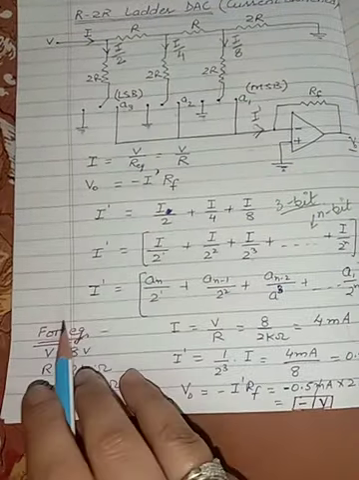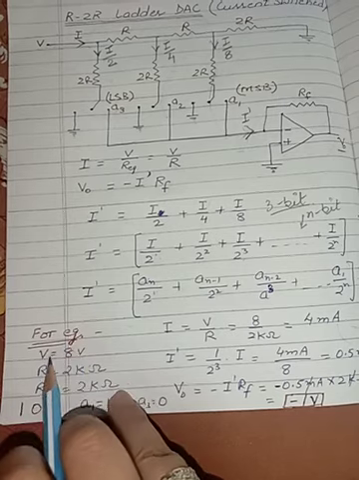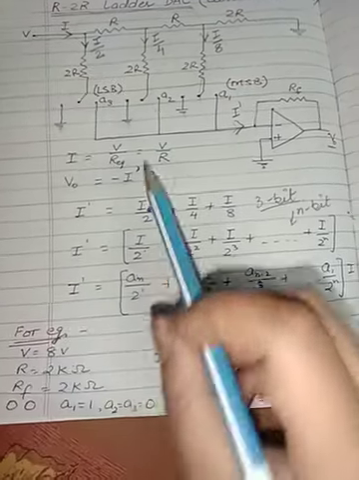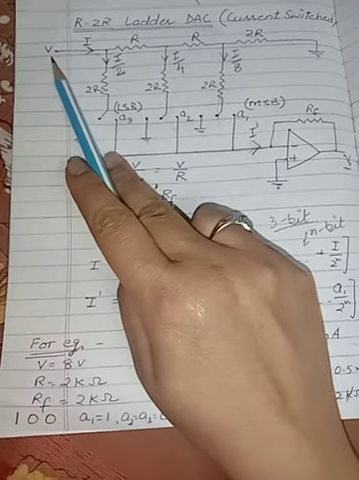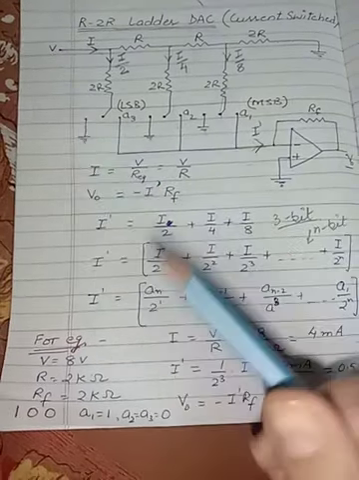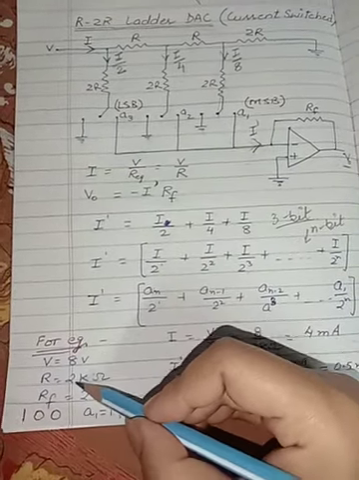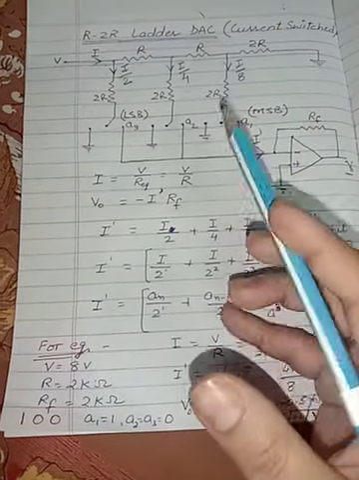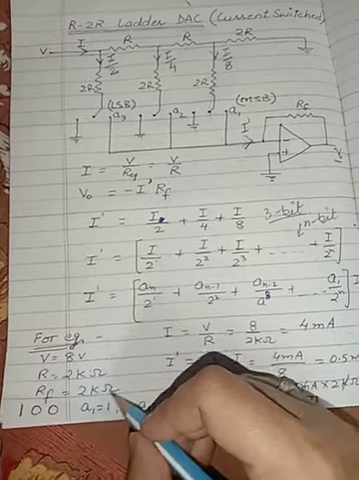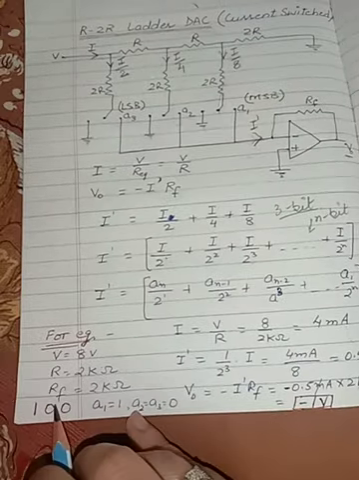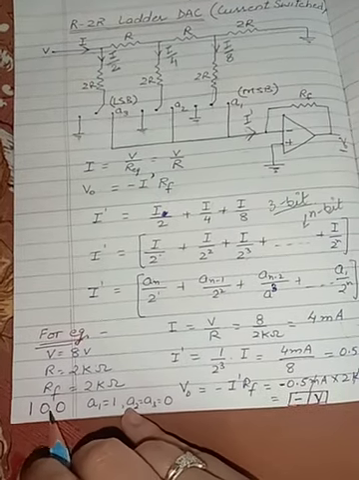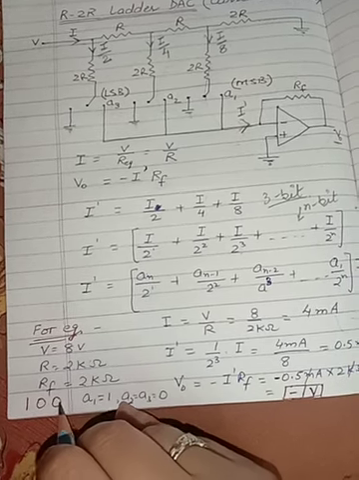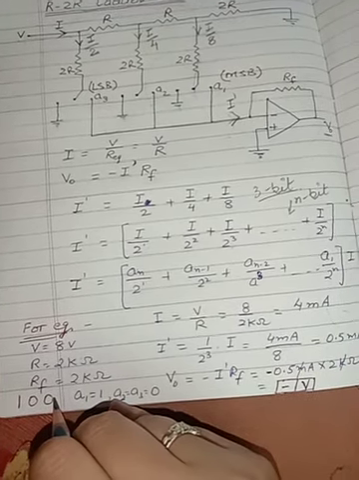Taking an example, for example we are having V is equal to 8 volts, this V which we are providing as the input voltage or the reference voltage. R is equal to 2 kilo ohms. Our feedback resistance here is suppose given as 2 kilo ohms again, and suppose we are providing the digital data, that is 3-bit data 100, to be converted into the analog voltage.